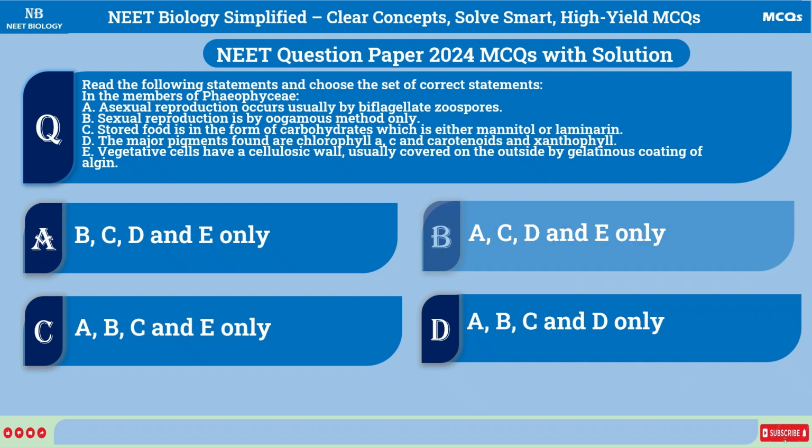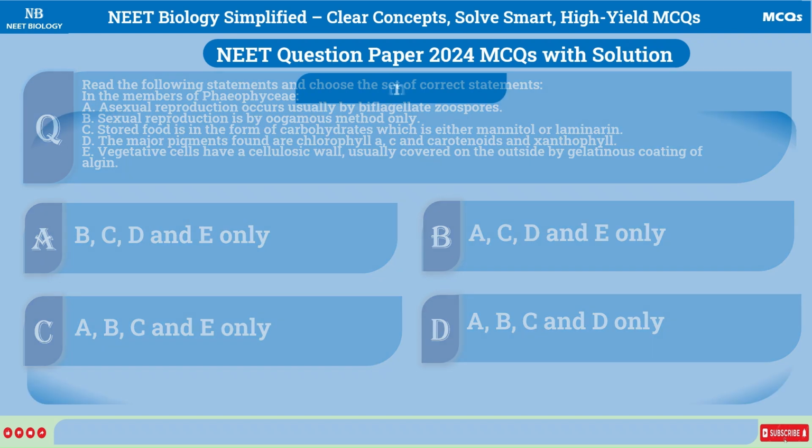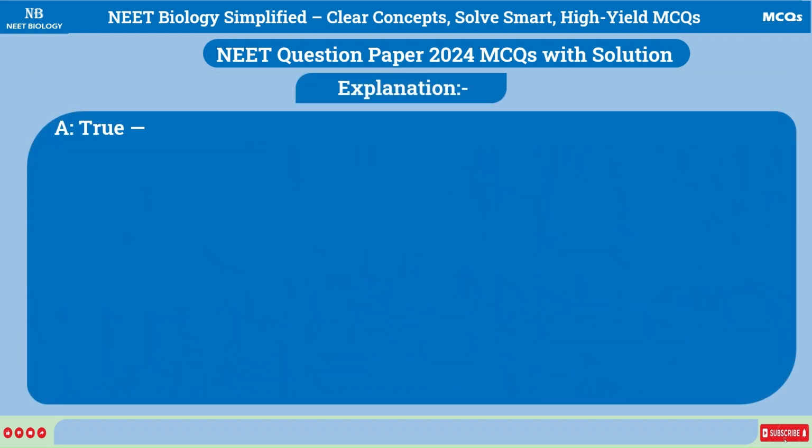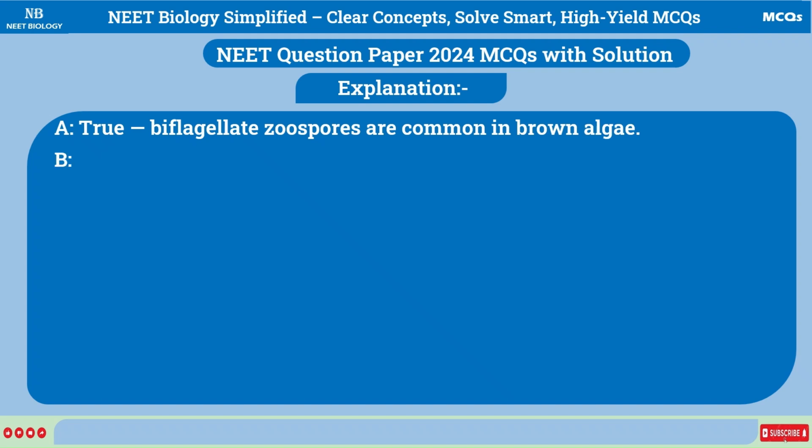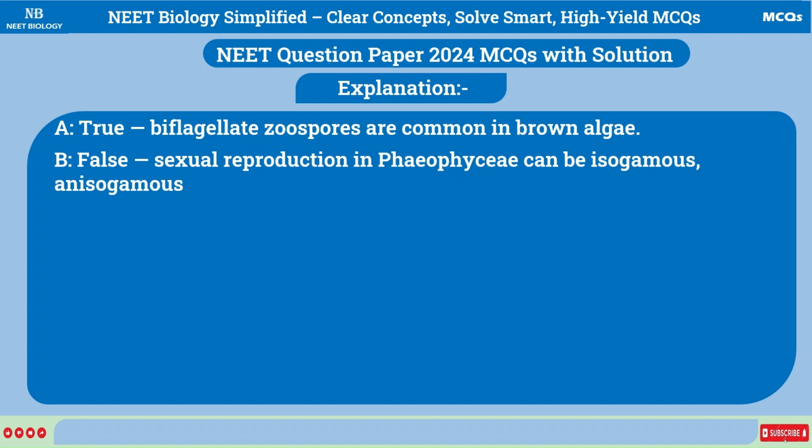Correct answer is B, A, C, D and E only. Explanation. A. True, biflagellate zoospores are common in brown algae. B. False, sexual reproduction in Phaeophyceae can be isogamous, anisogamous, or oogamous. C, D, E, all true.